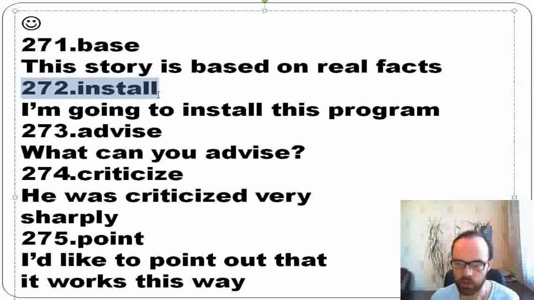Install, I'm going to install this program. Advise, what can you advise? Criticize, he was criticized very sharply. Means a lot, he got lots of criticism. Point, I'd like to point out that it works this way. Point out, I'd like to say, to notice.